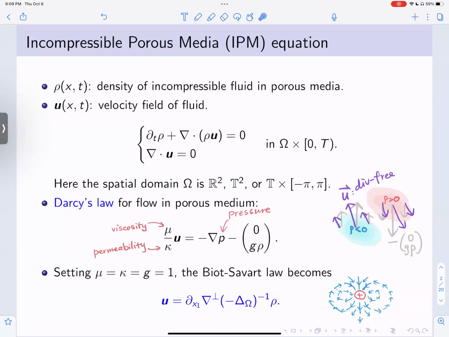And one can also think about, well, if rho is just one single delta function, then what is the velocity field generated by that? Here I am sketching a picture. For a single delta function right here, the streamline of the divergence-free vector field looks like this. These velocity fields are pointing downwards and then downwards here, and overall this is still an incompressible velocity field. Okay, so that is the incompressible porous media equation and the Biot-Savart law.